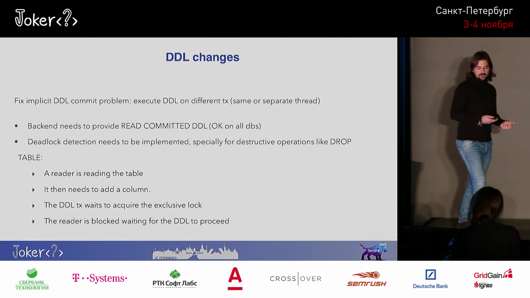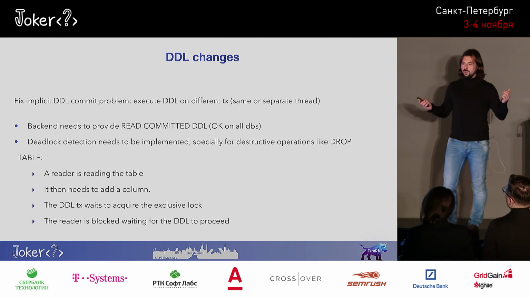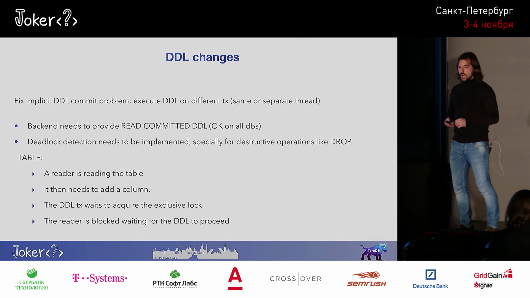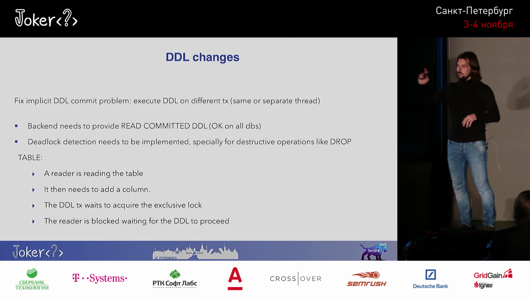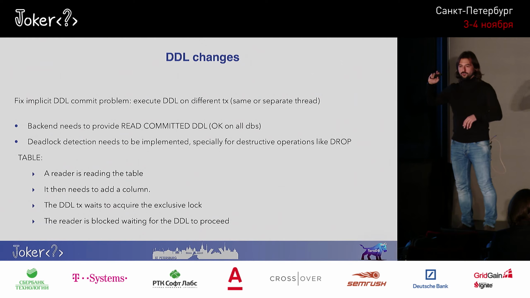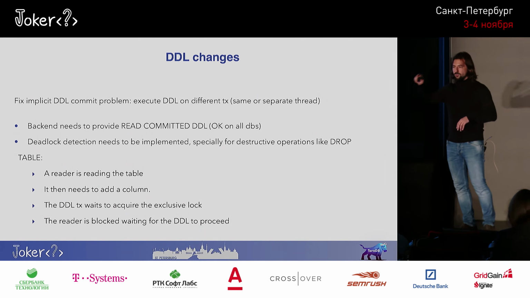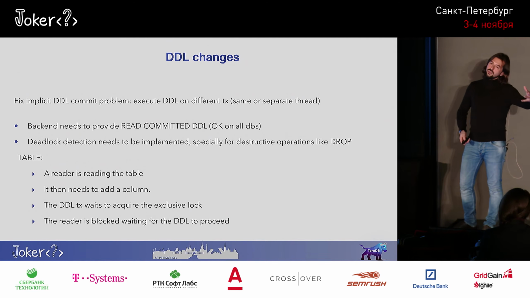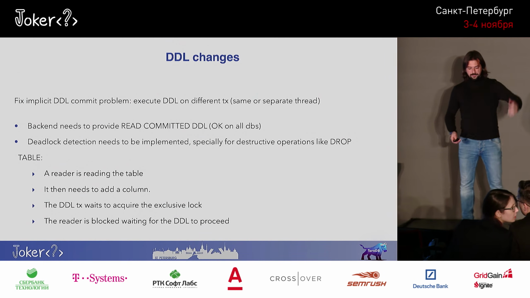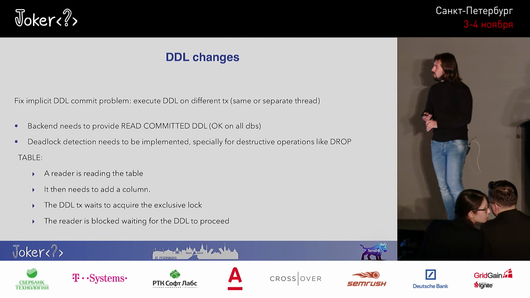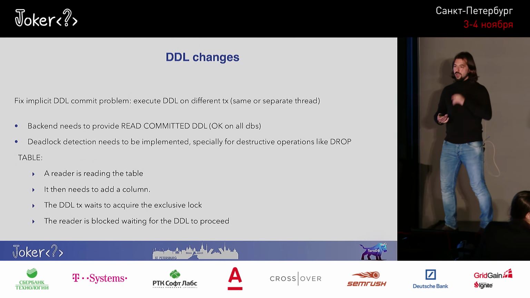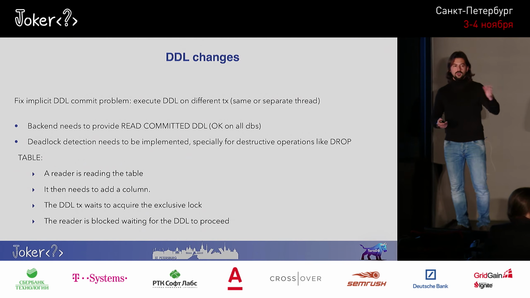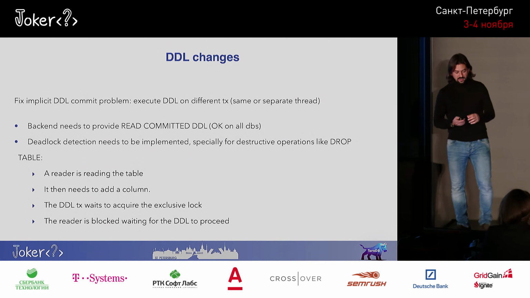The first obvious idea is to say, okay, then we will execute the DDL in a separate transaction. We have probably one thread, or a group of threads, that will execute DDL commands, and then we have the threads that will execute the DML commands, right? There are a few requisites for this. The first one is that the backends need to provide read-committed isolation mode for the DDL commands. That's fine because almost all of them seem to have this.